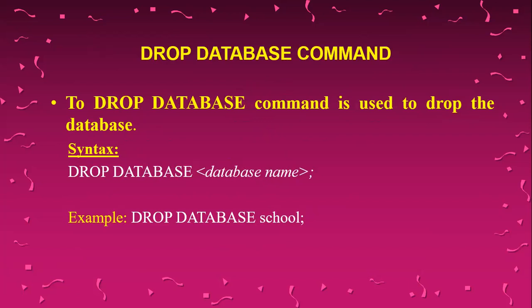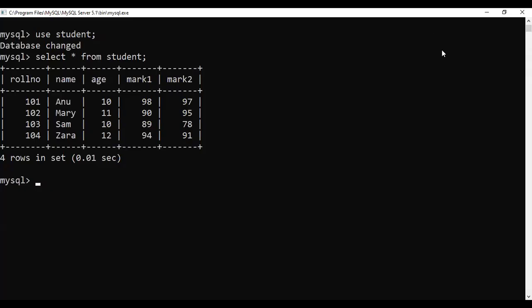Now we will see the practical illustration of these commands, how these commands work in the MySQL RDBMS. I have selected the student table inside the student database. These are the columns in this table: roll number, name, age, marks, mark 1 and mark 2.